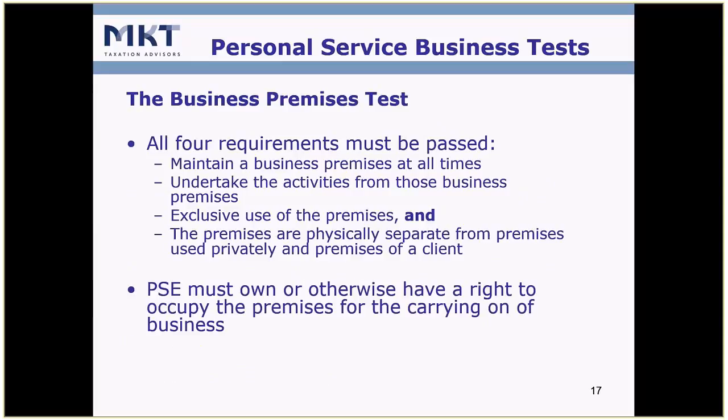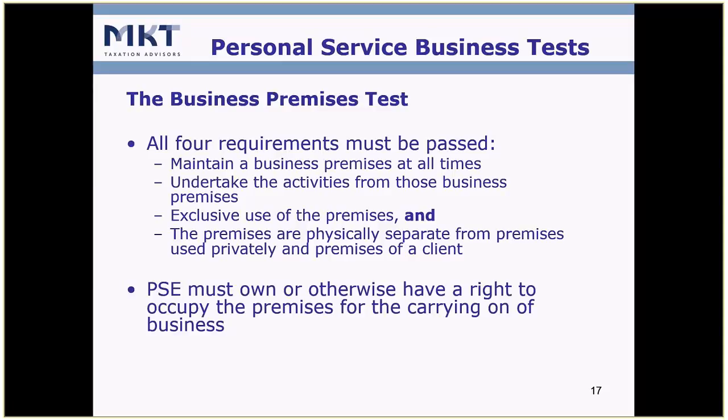The last of those three subtests, if you couldn't get through unrelated clients or employment, is the business premises test. And I thought if you got to this level and you're able to satisfy this, then you'd be surprised you hadn't passed something earlier on. All four requirements must be passed. So they must maintain business premises at all times. So a place of business where they undertake those activities, not a place of business that they rent to get past the test and work from home.